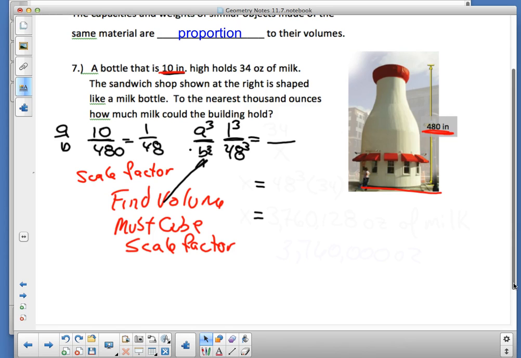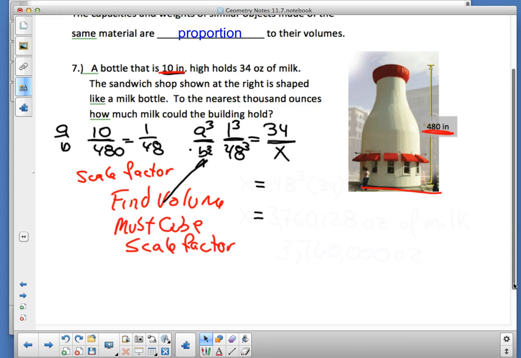Do I have information about capacity in the problem? I need one of them, otherwise I won't. Because if the original held like 5 ounces, then I could find it. If the original held like 1,000 ounces, then I could find the other. In this particular case, the original holds 34 ounces. Do you see it? In the original, it's a 34-ounce bottle of milk. Well, that's the small one. I want to find the capacity of the large with volume. That's why we're using the volume ratio.